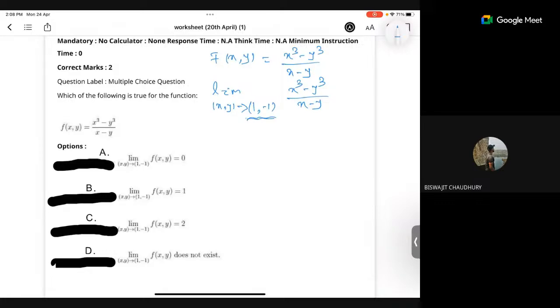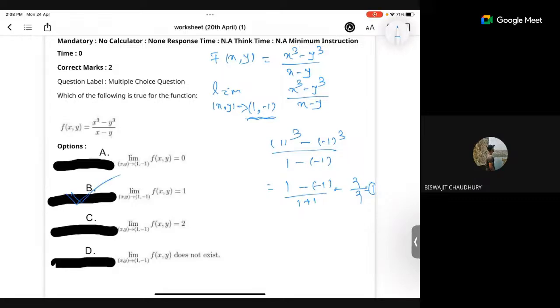So if you put 1 comma minus 1 here, you'll get 1 cube minus minus 1 cube upon 1 minus minus 1. So it will be 1 minus minus 1 upon 1 plus 1, that is 2 by 2, which is 1. So we got 1 as the answer. So option B would be correct.